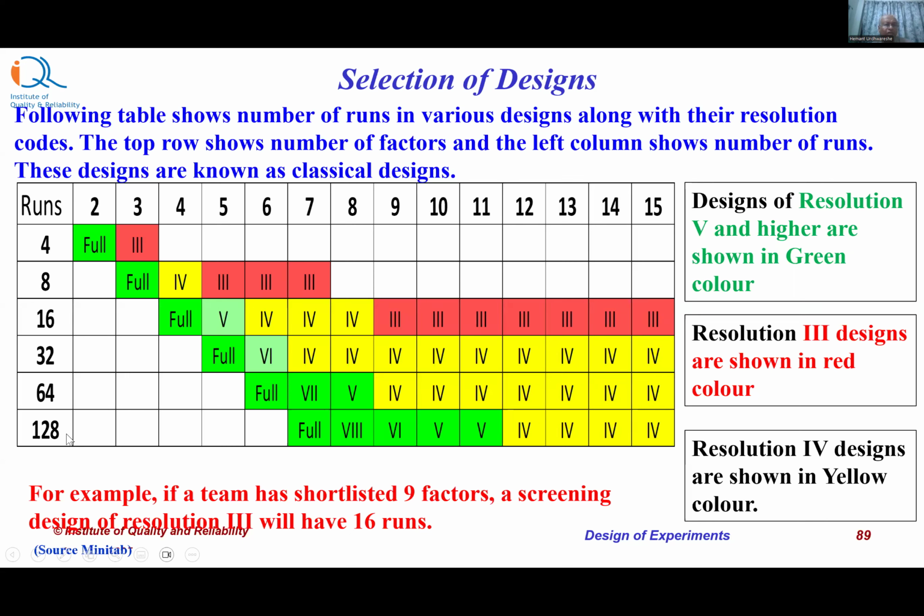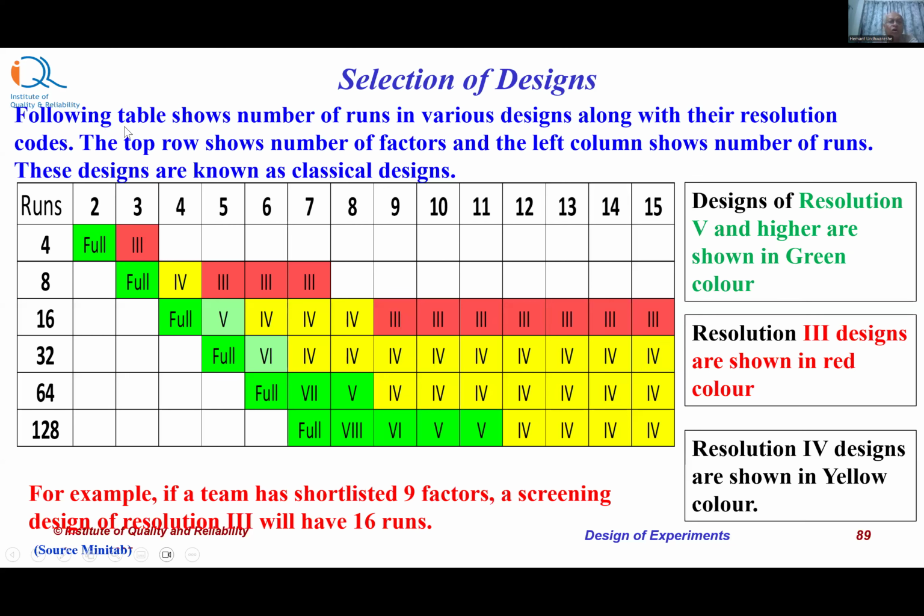But if you choose only 128 out of this, then that becomes a resolution 6 design. But if you choose the red design, you need only 16 runs. And out of this, by doing these 16 runs, you can discard some of the factors which may not be significant. So let us say you find five significant factors out of nine.